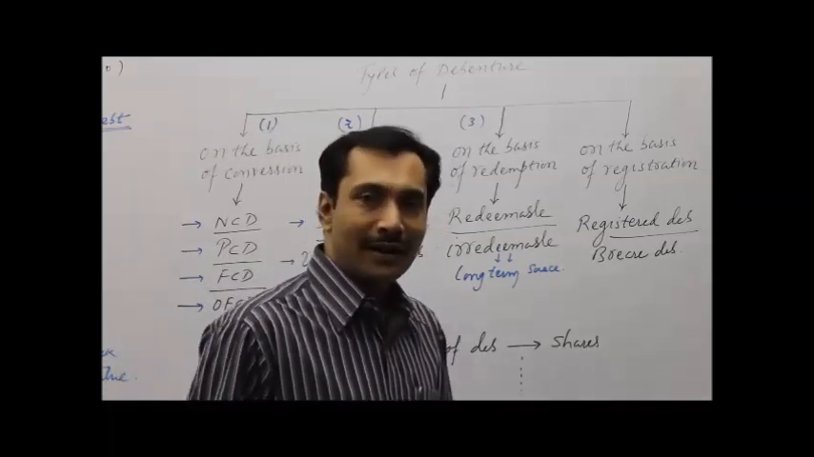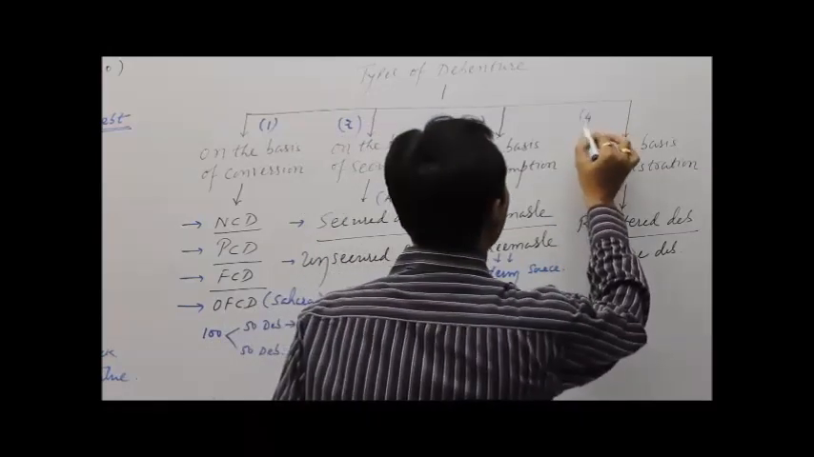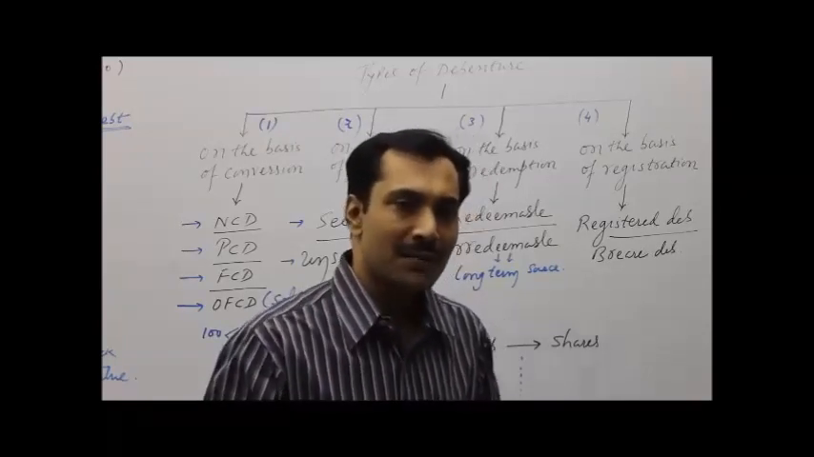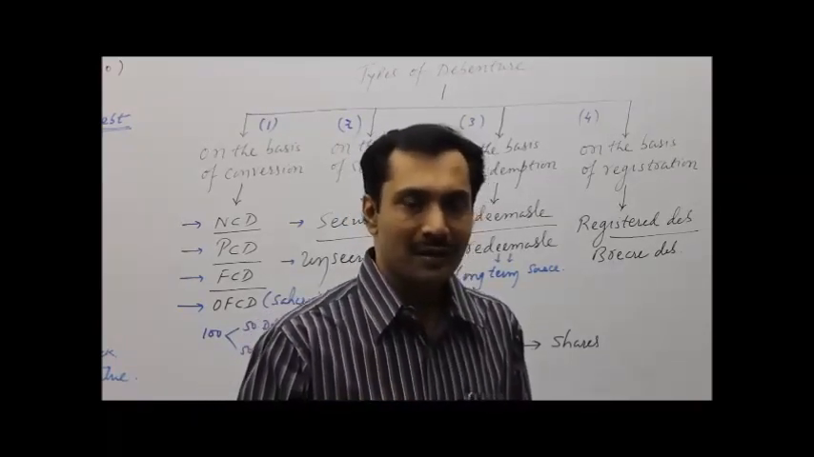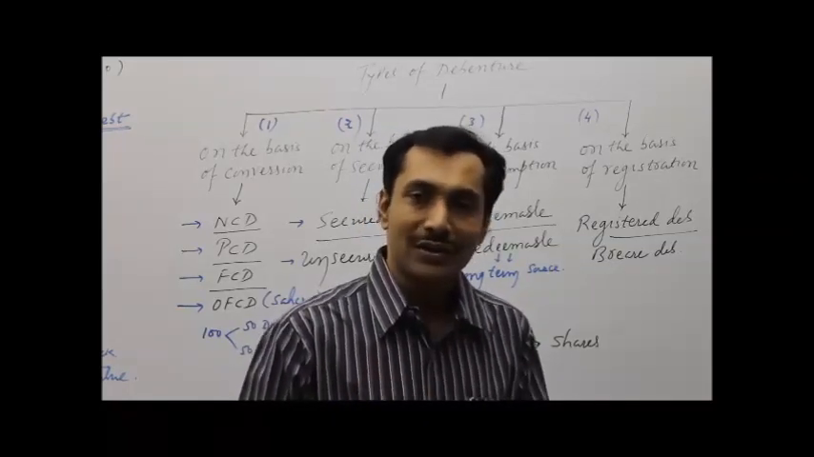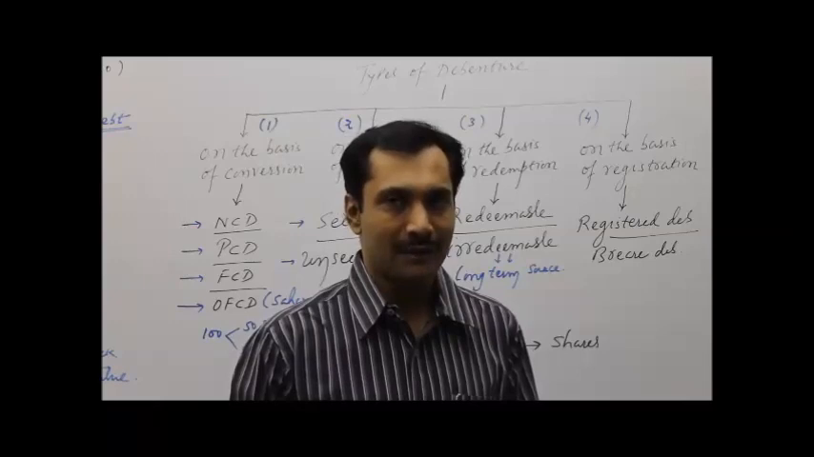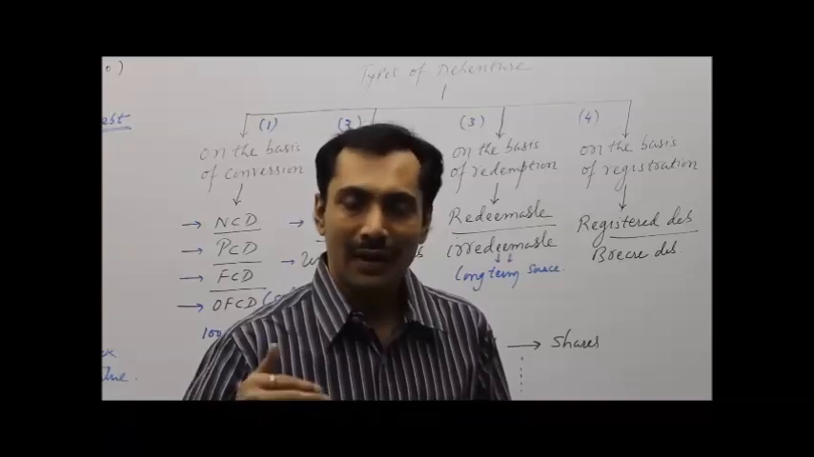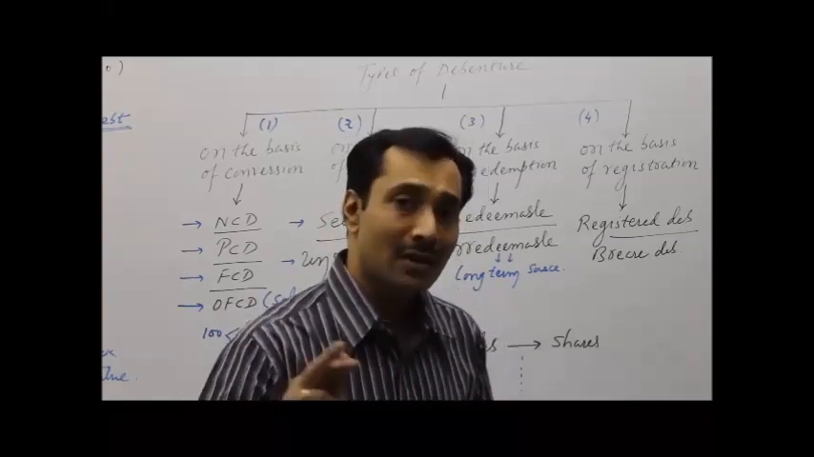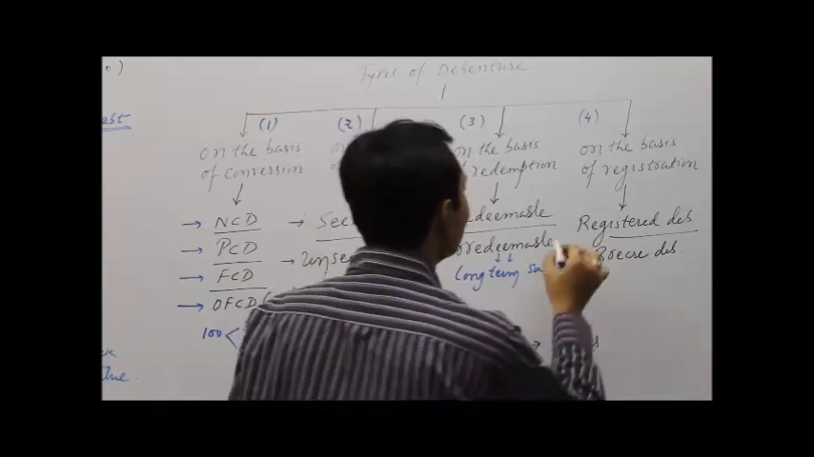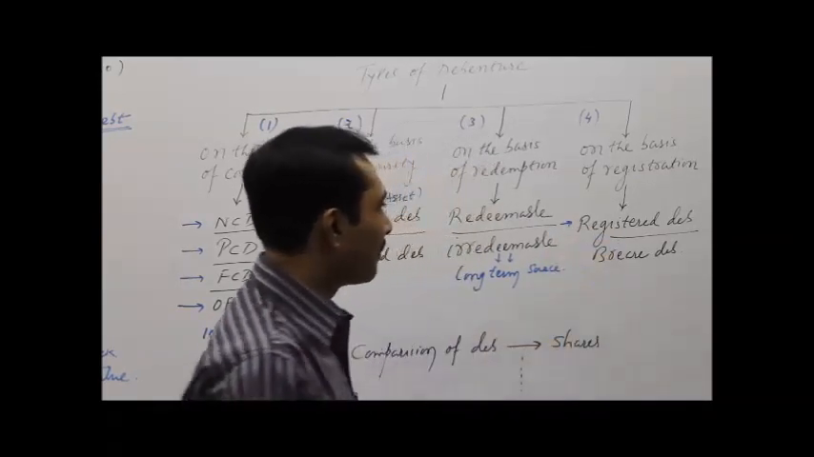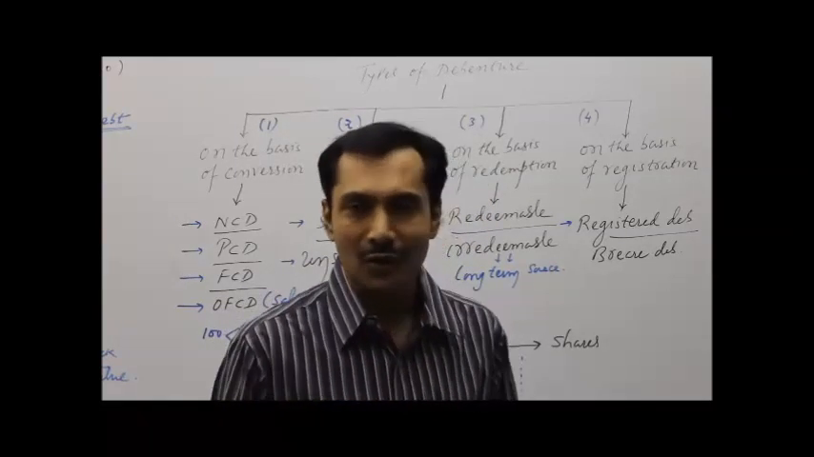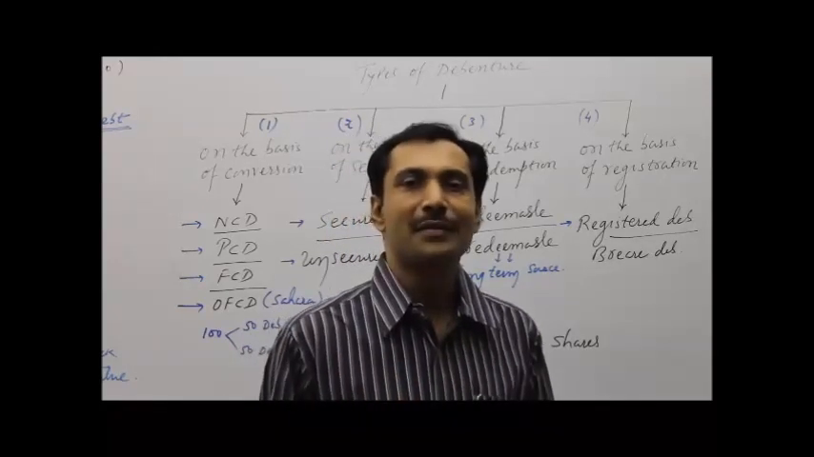The fourth category of classification of the types of debenture is on the basis of registration. Remember, whenever I say registration, it does not mean that the company is required to register the debenture with the registrar of companies. When the company enters the records of the debenture and the debenture holder into the register of debentures, it is known as a registered debenture. When the company has a record entered in its register of debenture holders, it is known as a registered debenture holder.